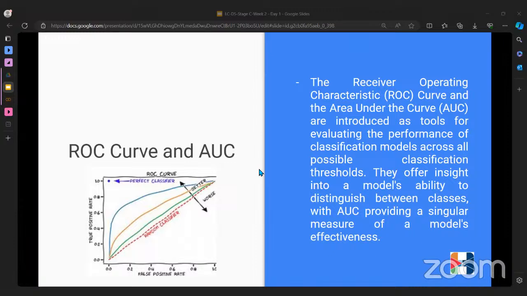Say for example, in fraud detection, a lower threshold that is accepting more false positives might be preferable to ensure that no fraudulent transactions go undetected. So this is just another way you can measure the performance of your model.